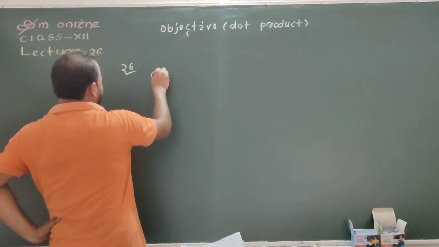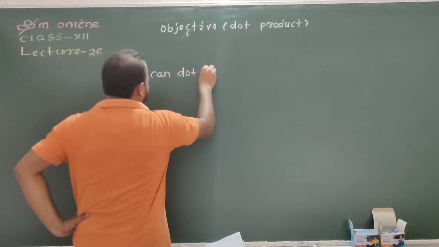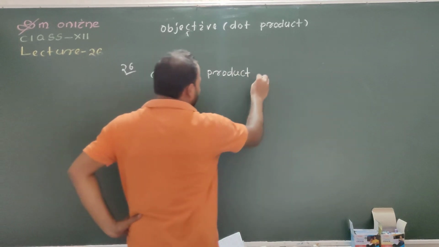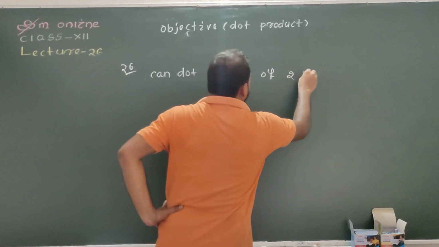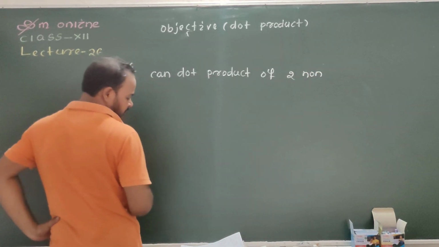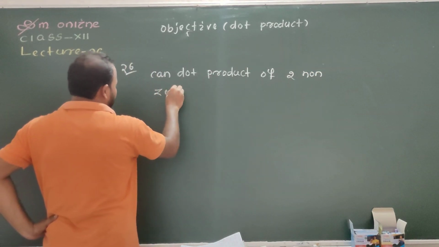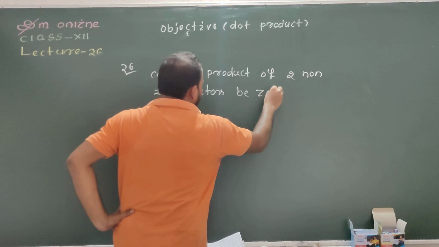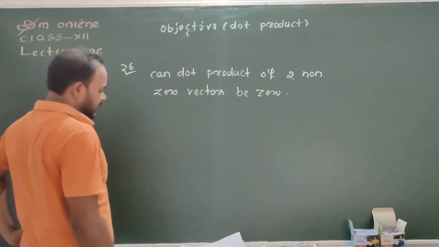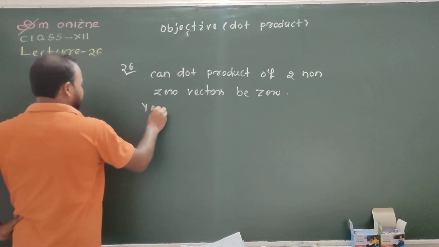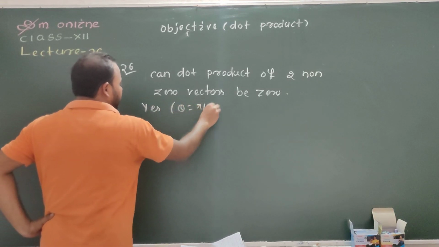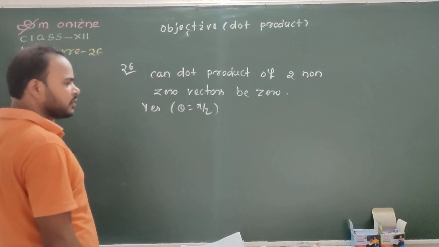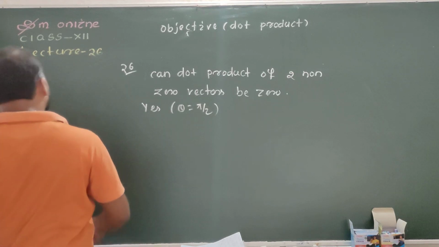Can the dot product of two non-zero vectors be 0? Yes. Okay, the answer is yes, for theta equal to pi by 2. Because if theta equals 90 degrees, then for two non-zero vectors, their dot product is 0. We know that.